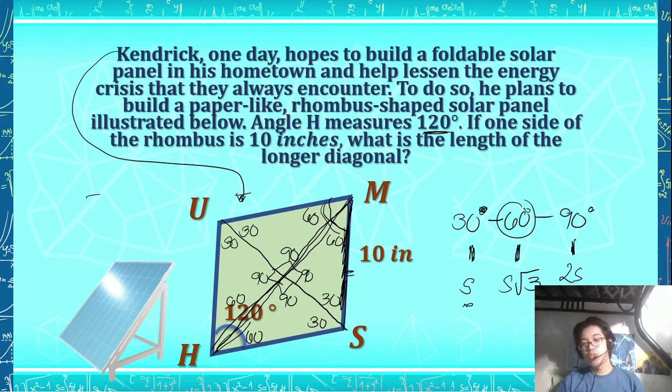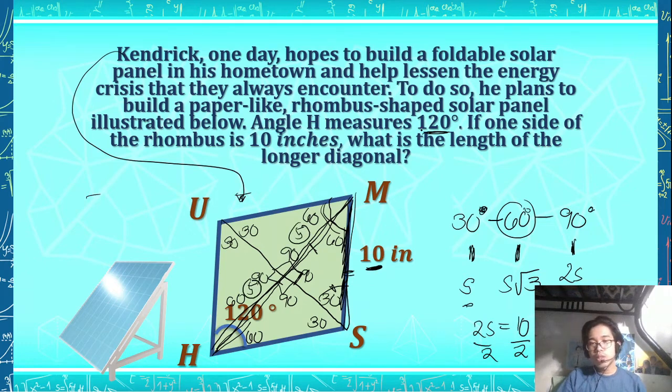For this problem, the measurement of this side is 10, and we know that's the hypotenuse since it's opposite of 90 degrees. So 2S is equal to 10, and to get the value of S, we just divide both sides by 2, and therefore the side measurement is just equal to 5. Since this angle is opposite this side, that means this is 5, and therefore this is 5 as well.